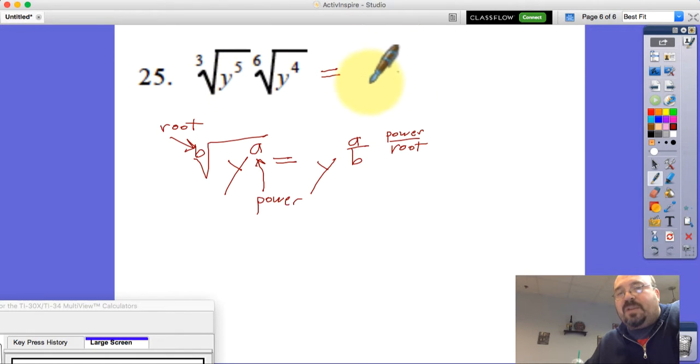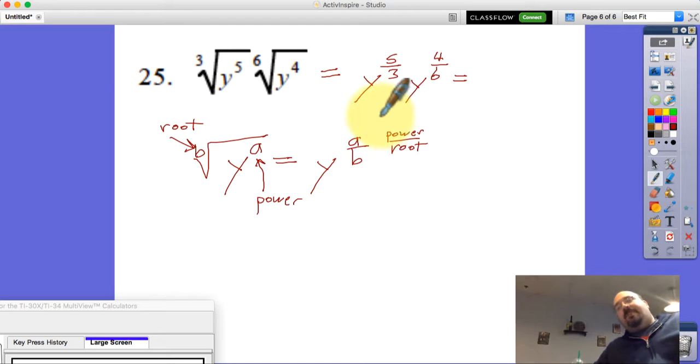So that's what I'm going to do for each of these. So I'm going to rewrite the first expression that I have here. My power goes on top. My root goes on the bottom. And then I do the same thing here. My power goes on the top. My root goes on the bottom.